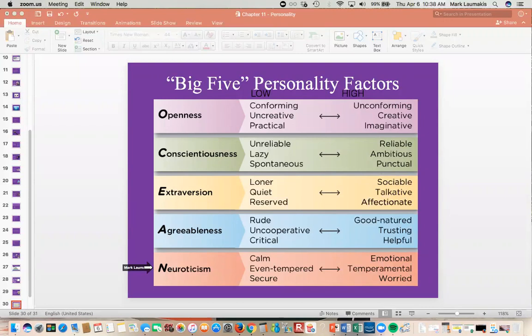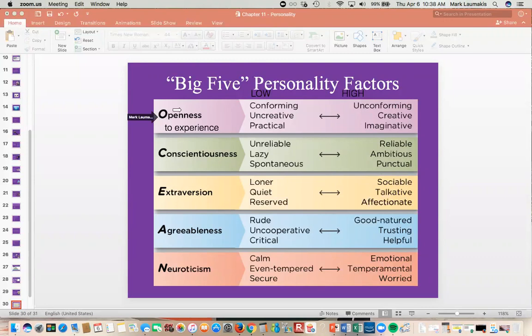How are you going to remember these? They spell ocean. They actually also spell canoe, so you could connect either one of those, but whatever. Openness is often referred to as openness to experience. It's basically about your willingness to try new things or not, right?